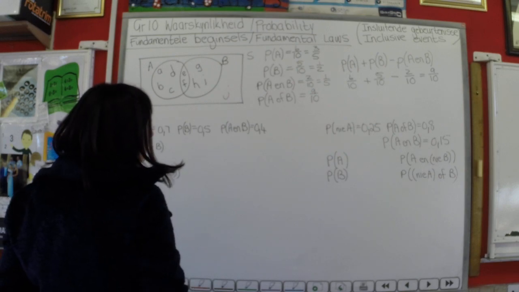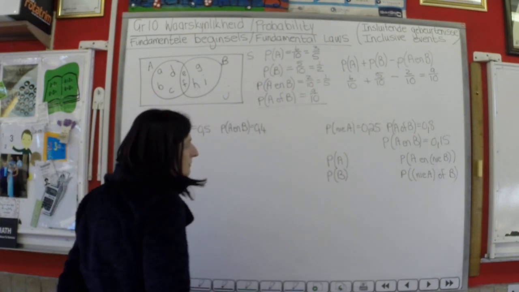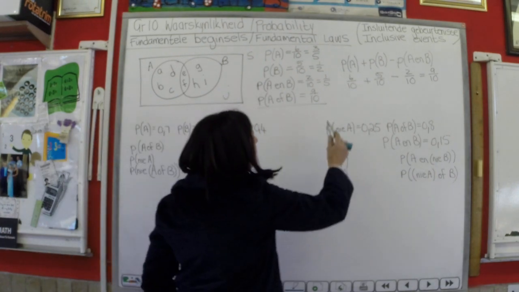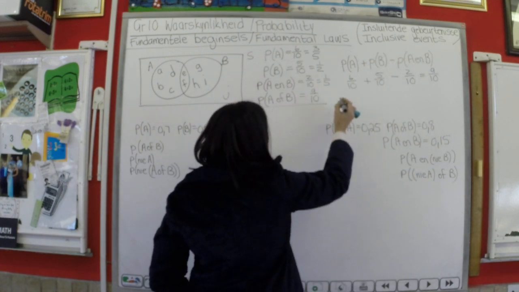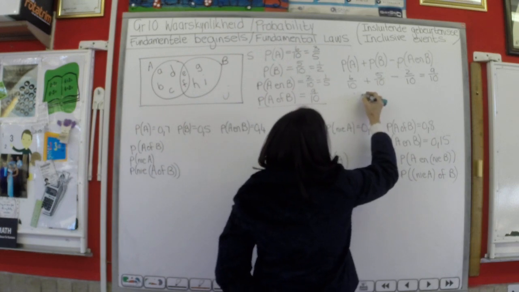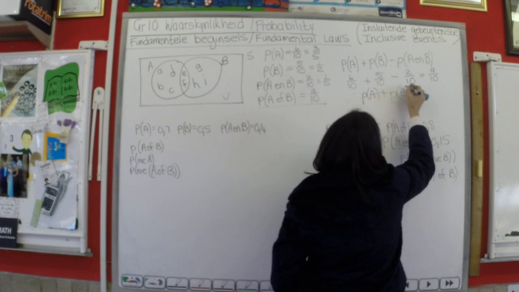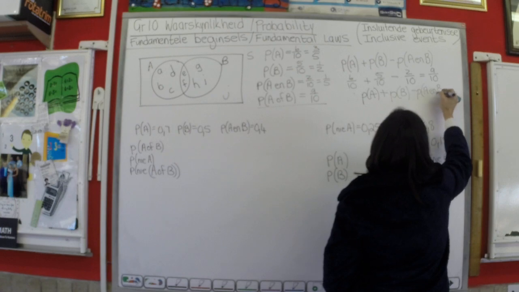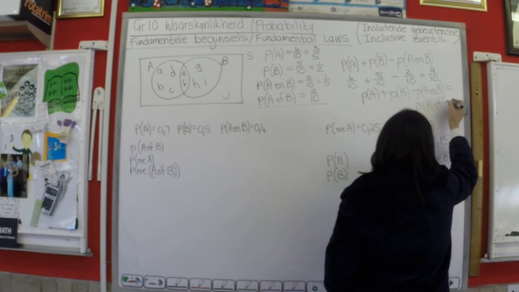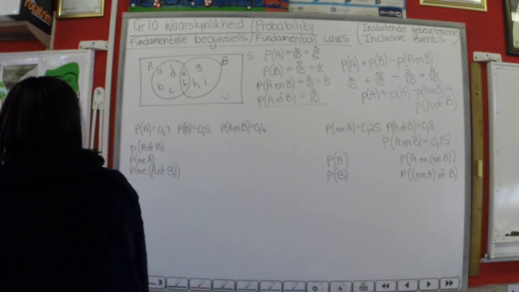a very important rule. So if you now go and look at the union, then we see that this rule equals the union. So therefore we can say that probability of A plus the probability of B minus the intersection is gelyk aan die vereniging van A of B. Okay, now that's a fundamental law.